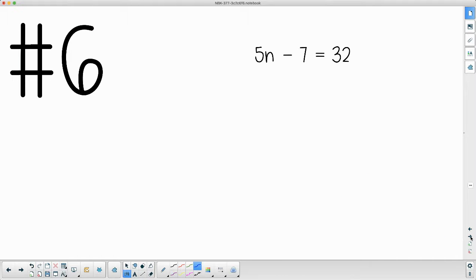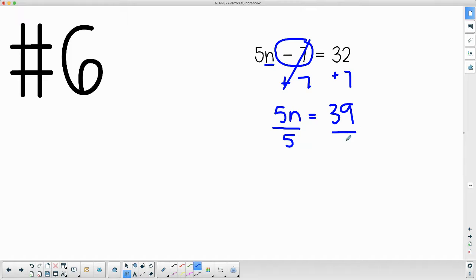Number 6 wants us to solve this equation. So we need to figure out, what does n equal? First we're going to do our adding and subtracting. We're working backwards, so we do our order of operations backwards. The opposite of minus 7 is to add 7 to both sides. So that's canceled out. Now we have 5n equals 39. Now we need to divide by 5, do the opposite to both sides. So that's gone. So n is going to equal 39 divided by 5.